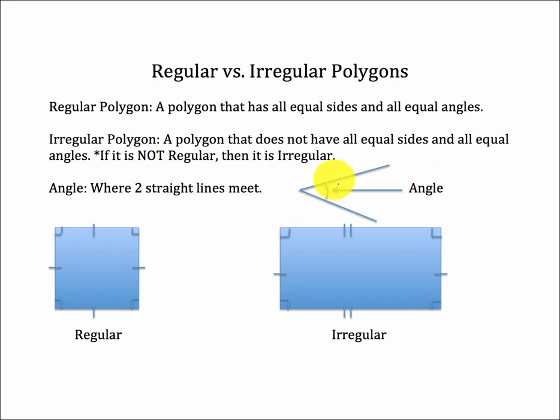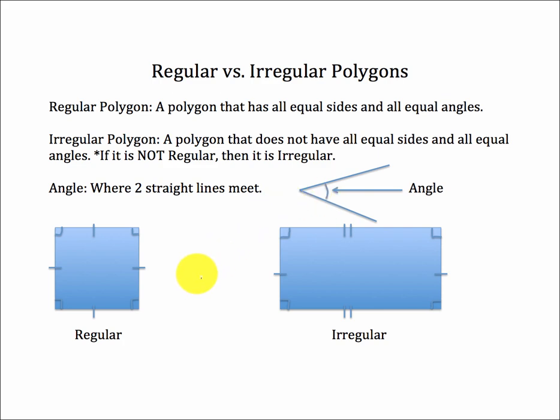It really doesn't matter, just the space that's in between those lines is called the angle. So that's what we're referring to. When we're talking about all the angles having to be equal, they all have to be the same size. So they need to have that same distance in between those 2 lines in all the corners of your shape, of your polygon, for it to be considered a regular polygon, assuming all the sides are equal too.